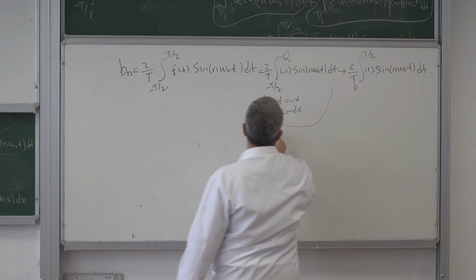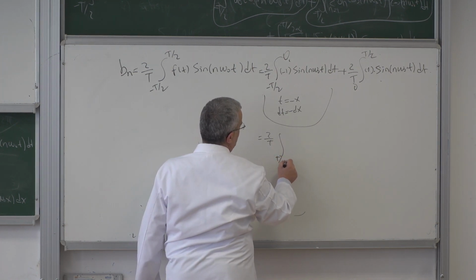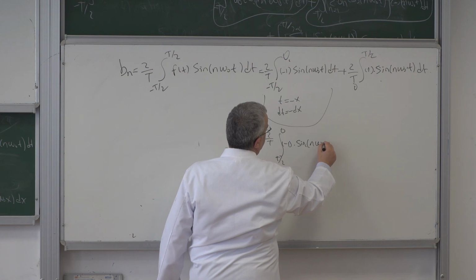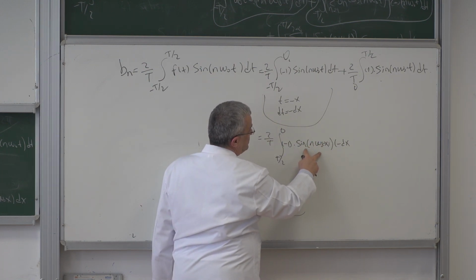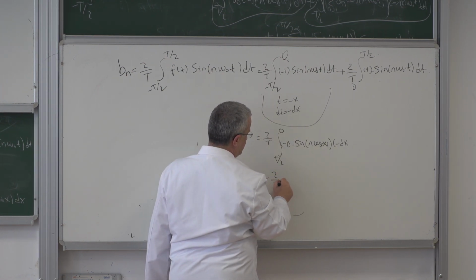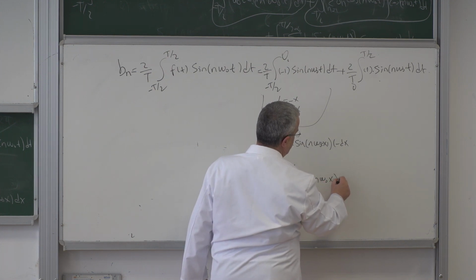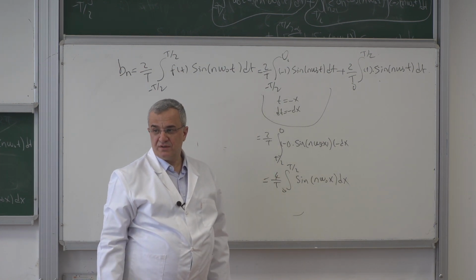If you apply it here, what do you get? 2 over T. The lower limit becomes, in terms of x, T over 2. This is 0, minus 1 times sine n omega 0 minus x, and this is minus dx. Now this, what is this sine minus something? What happens to that minus? It comes out, right? So you have one minus here, one minus coming off here, and one other here. So the result is, and you also flip the limits, 2 over T, 0 to T over 2, sine n omega 0 x dx. It is the same as that one, so that becomes 4 over T, right?